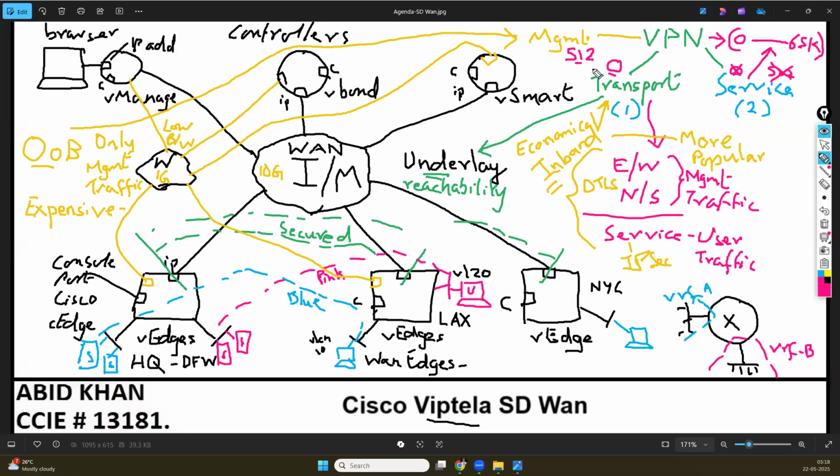So we have to decide the numbers, but we have to remember that 0 and 512 are reserved exclusively for transport and management VPN, and they are interchangeable. If I want, I can use 0 for management and 512 for transport, or vice versa. But we cannot use any other number from this range for transport and management. The rest of the numbers, from 1 to 65535 excluding 512, are only meant for service VPNs.